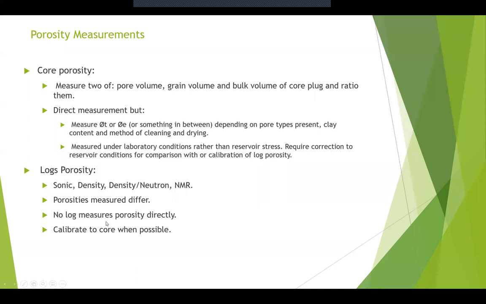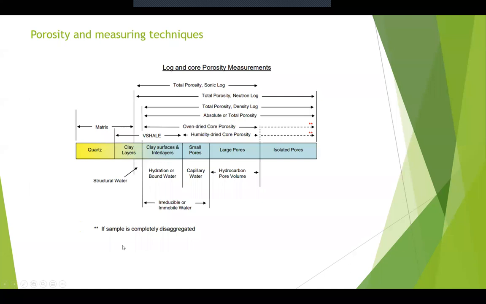Also, I mention this because we need to use empirical equations to get the porosity from logs, and we need core to calibrate the logs. So, porosity and measuring techniques. That's why, as I mentioned here, porosity is measured differently. Why is the porosity not giving the same answer? At least they give very close to each other, but not the same answer, because they respond differently.